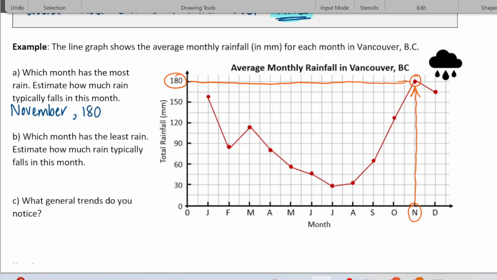And we need to use the proper units. So a good graph will always tell you what units we're measuring in. So it says total rainfall in millimeters. So that's how much rain is falling in that whole month of November, typically on average.